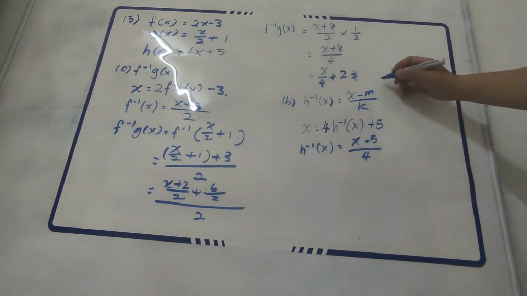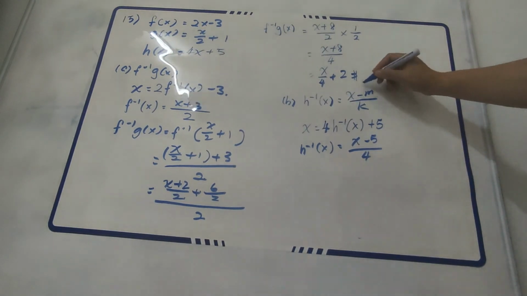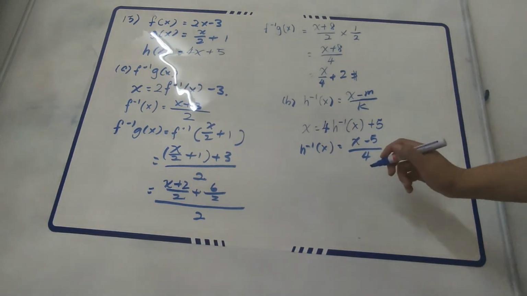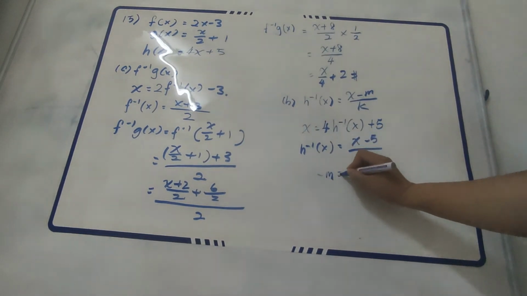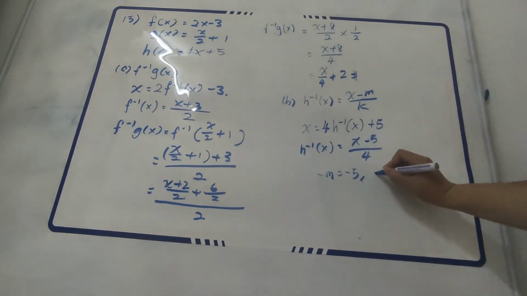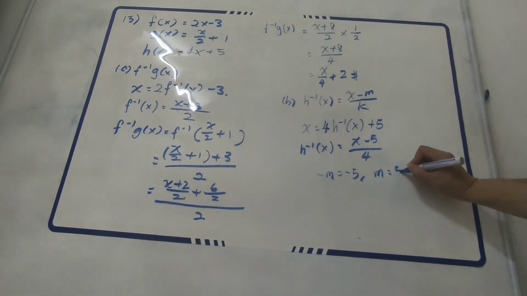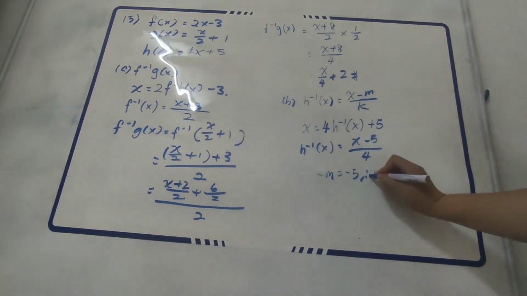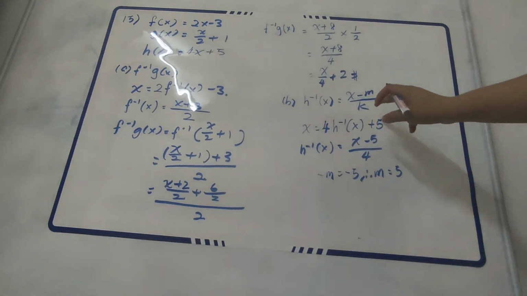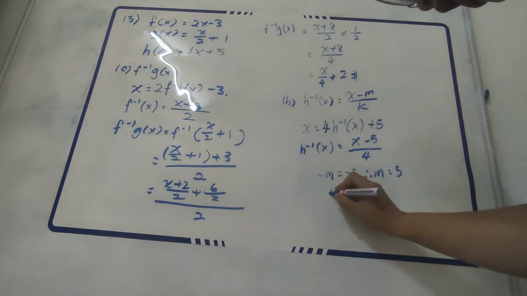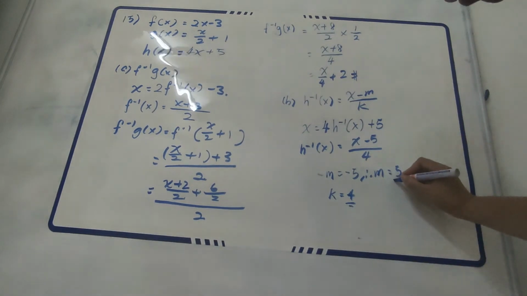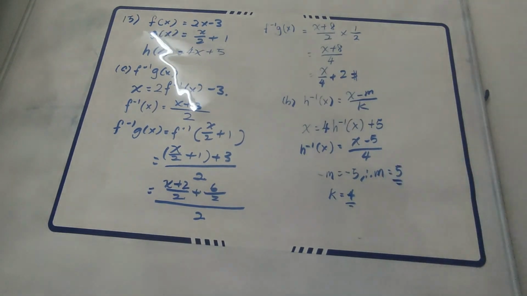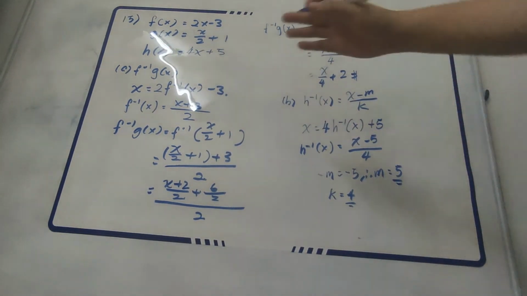So do the comparison. You see that m is equal to 5, since minus m is equal to minus 5, hence m equals 5. And then the other one is k equals 4. So this is the answer for question number 15, A and B.